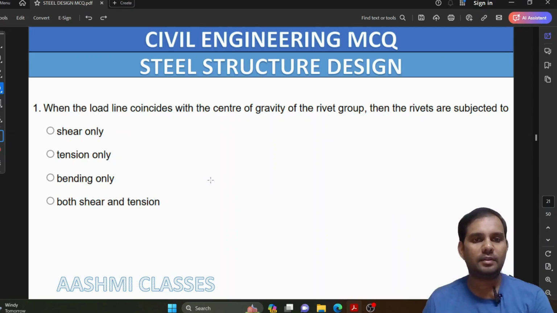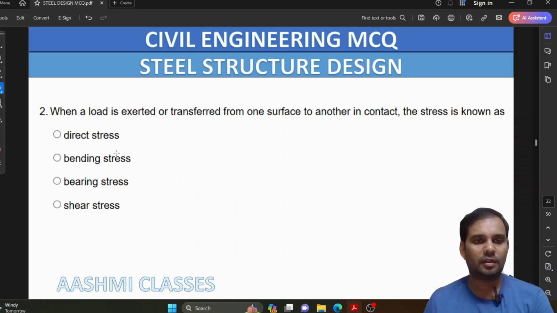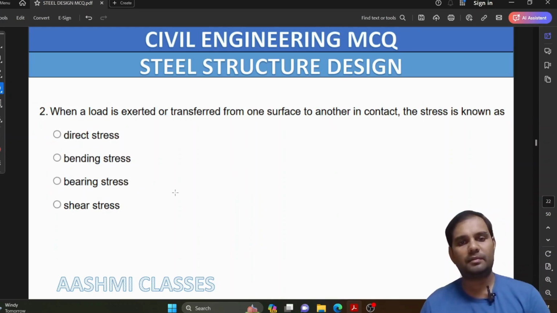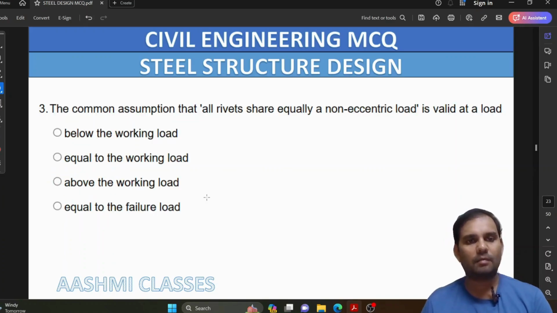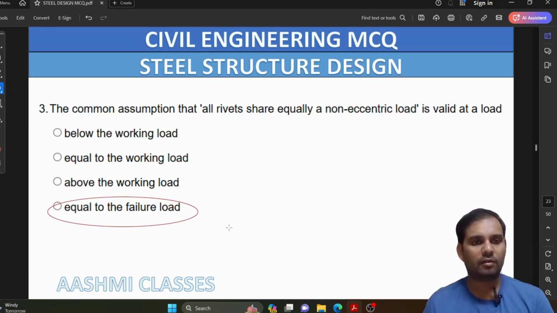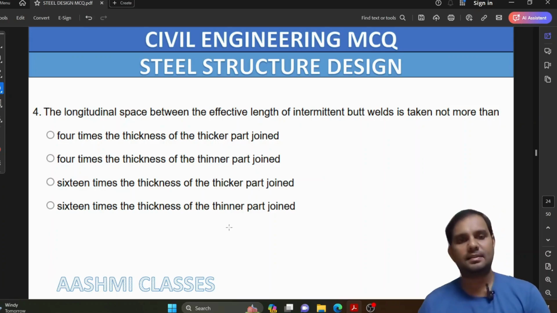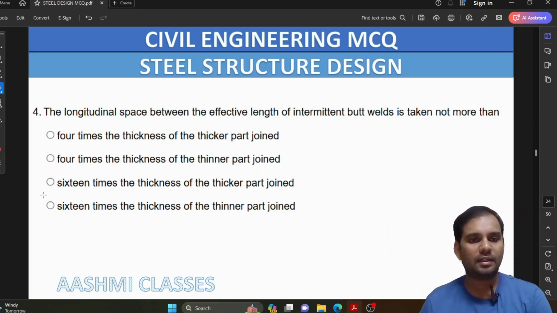When the load line coincides with the center of gravity of the rivet group, then the rivets are subjected to shear only. When a load is exerted or transferred from one surface to another in contact, the stress is known as bearing stress. The common assumption that all rivets are equally stressed under a non-eccentric load is valid at a load equal to the failure load. The longitudinal space between the effective length of the intermittent butt welds is taken not more than 16 times the thickness of the thinner part.